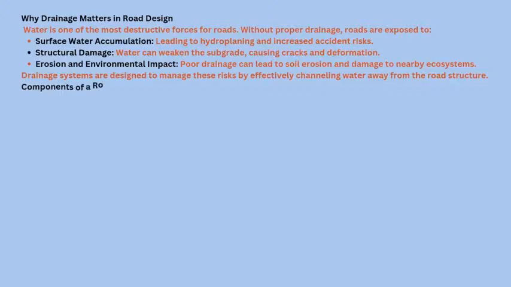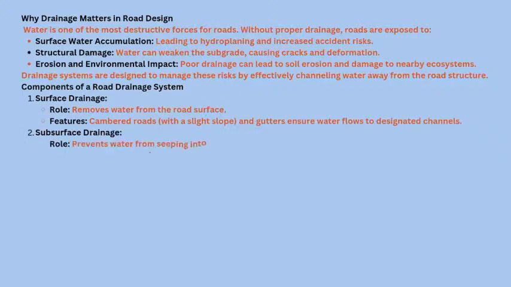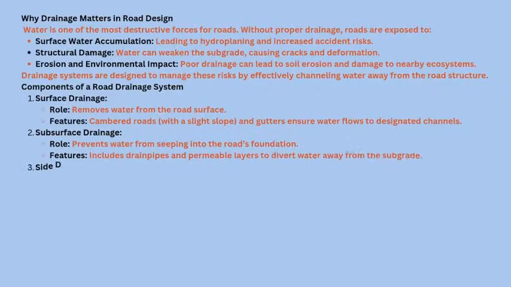Components of a road drainage system. 1. Surface drainage. Role: removes water from the road surface. Features: cambered roads ensure water flows to channels. 2. Subsurface drainage. Role: prevents water from seeping into the road's foundation. Features: includes drain pipes and permeable layers to divert water away from the subgrade.